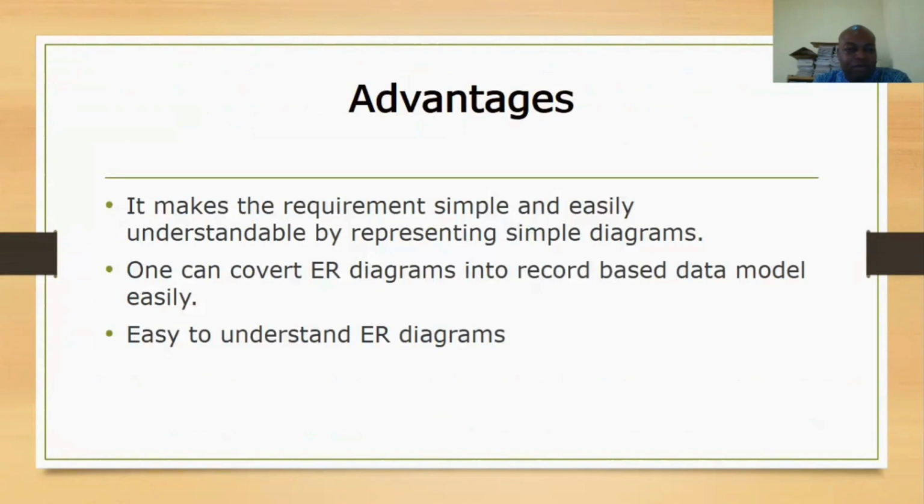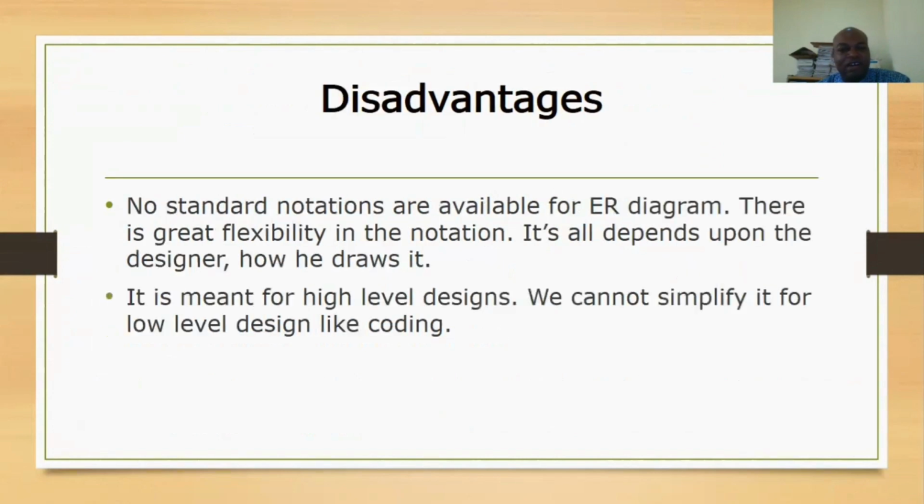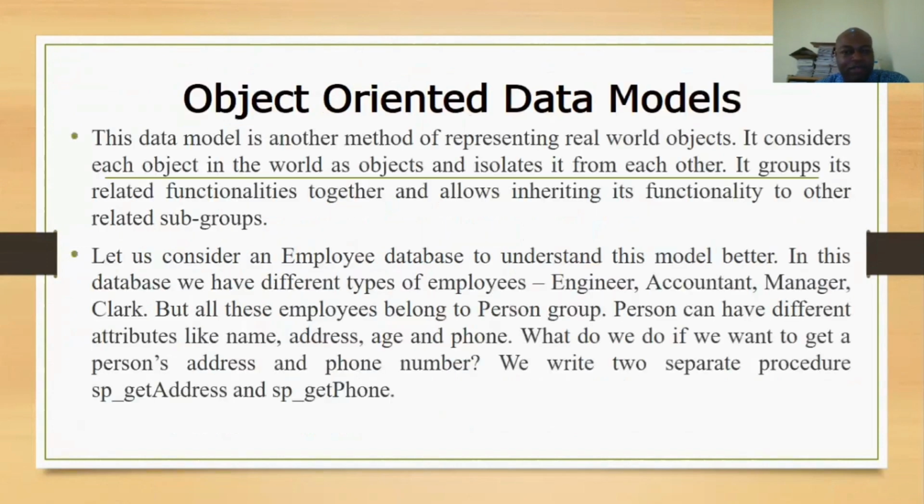What are the advantages of the ER model? Number 1, it makes the requirements simple and understandable by representing them in a simple diagram. Number 2, one can convert an ER diagram into a record-based data model easily. Number 3, it is easy to understand an ER diagram. What are the downsides? We have some limitations. Number 1, no standard notations are available in ER diagrams, so there is great flexibility in the notation. It all depends upon the designer, how he draws it. It is meant for high-level design, so we cannot simply use it for low-level design like coding. These are the downsides.